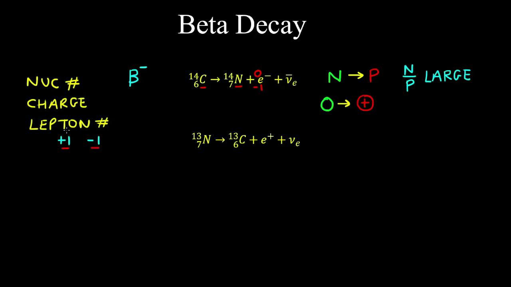So given these three conservation laws, we see that when a neutron transforms to a proton, an electron is released, and so is an antineutrino, such that these three conservation laws hold. So note that this type of decay is caused by the action of the weak nuclear force.